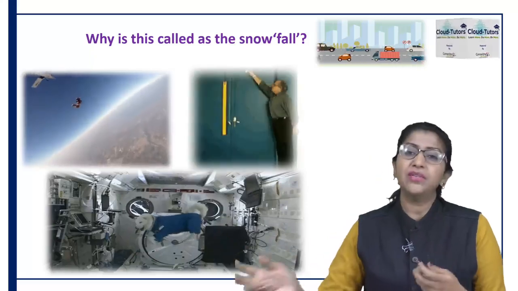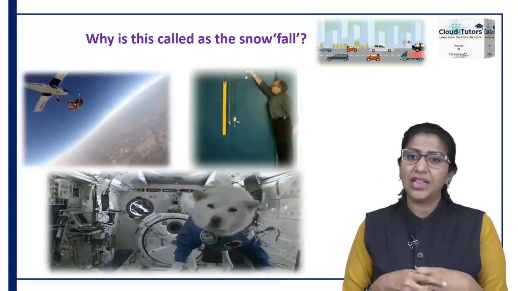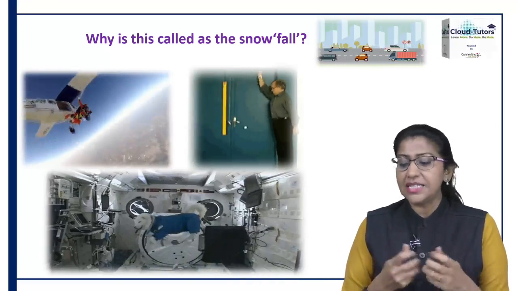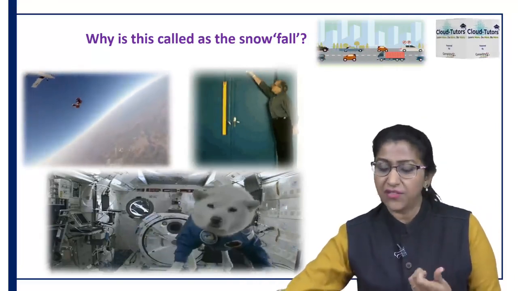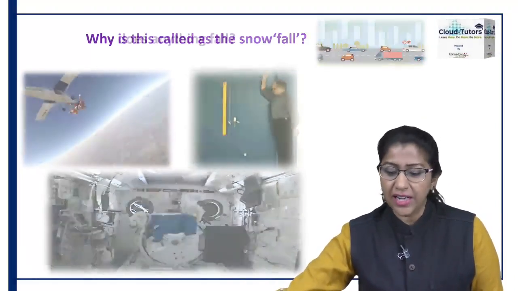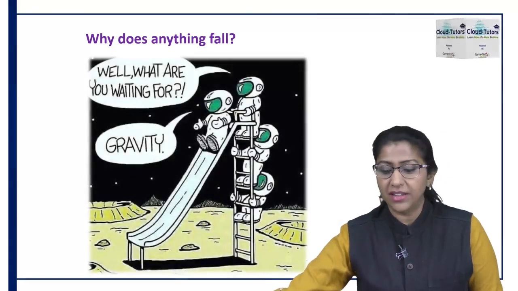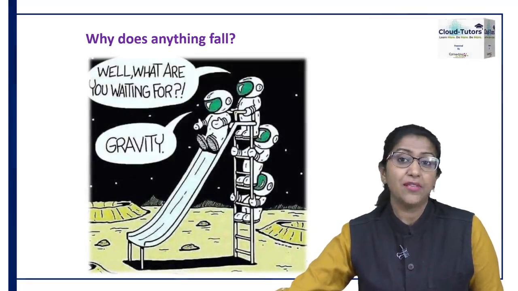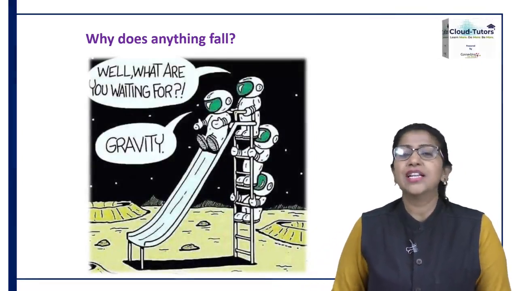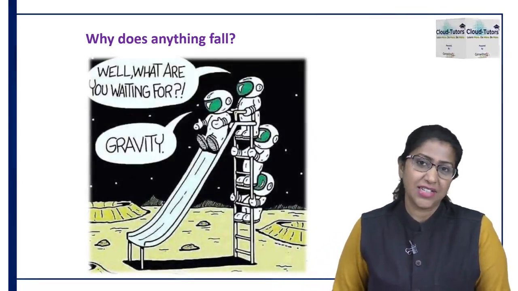Why do we not float around on the earth? And why is this called a snowfall, as we have already answered this question, right? Why don't we float around the earth, and why does anything fall? So the answer to that question is gravity.